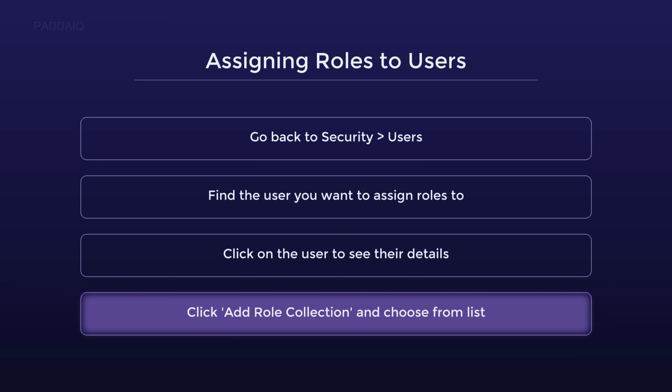Click Add Role Collection and choose from the list. This means you select a predefined set of permissions to assign to a user. For example, you might choose the developer role collection to grant access to development tools. This straightforward step ensures users have the exact access they need to perform their duties.